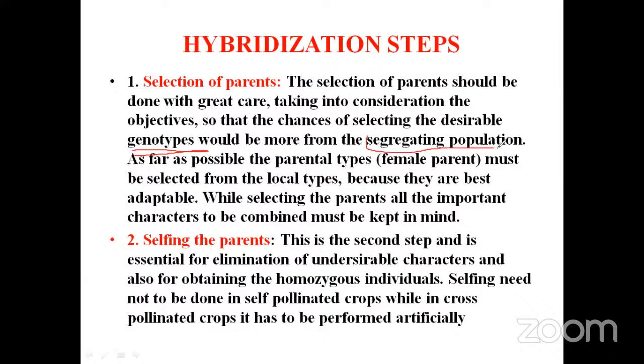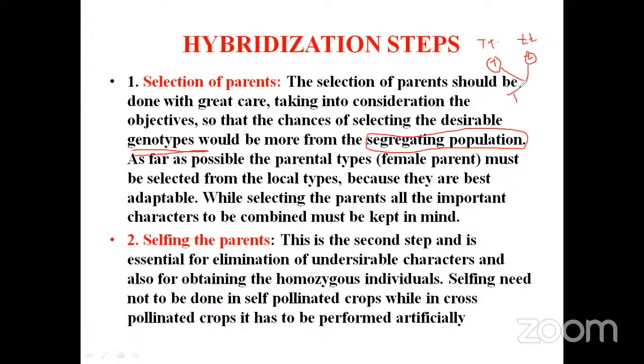What is the meaning of segregation here? Segregation means, for example, this is the tall character and here the dwarf character. The tall one has gamete capital T, here the small t. Another, for example, this is the male, this is the female. But after first fertilization, what happened?